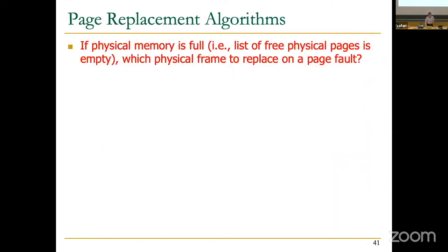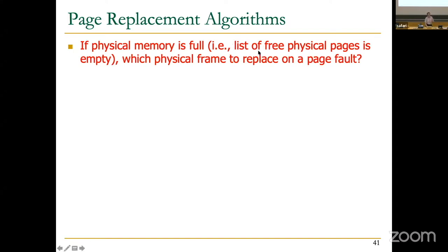Okay, so let's talk about page replacement algorithms. If physical memory is full, you have a problem at hand. Now you need to actually replace one physical frame because you're trying to bring some other physical page into the physical memory, right? So how do you determine physical memory is full first?